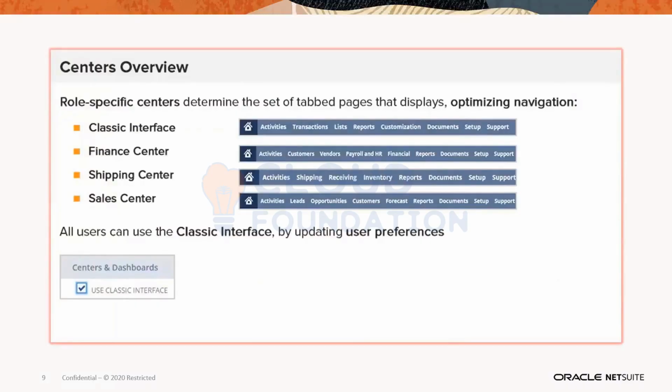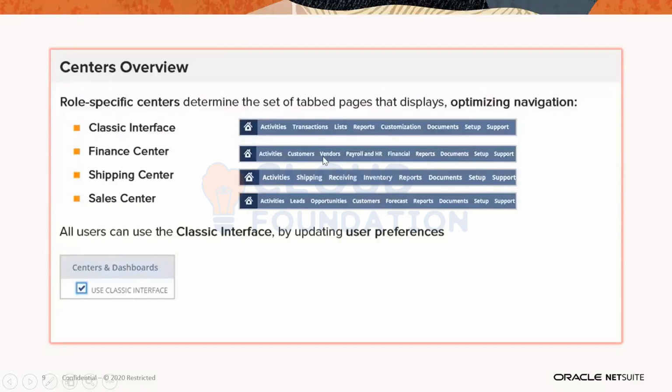So yesterday I have shown you a set of tabbed pages that display role specific centers. So if you see on the classic interface, this is the classic interface that I told you that an administrator would have, which will have activities, transactions, lists, reports, customization, documents, setup and support. Now, if you assign a finance center for an AP clerk or for an AR clerk, you will have finance center, which is activities, customers, vendors, payroll, financial reports, documents, and setup and support.